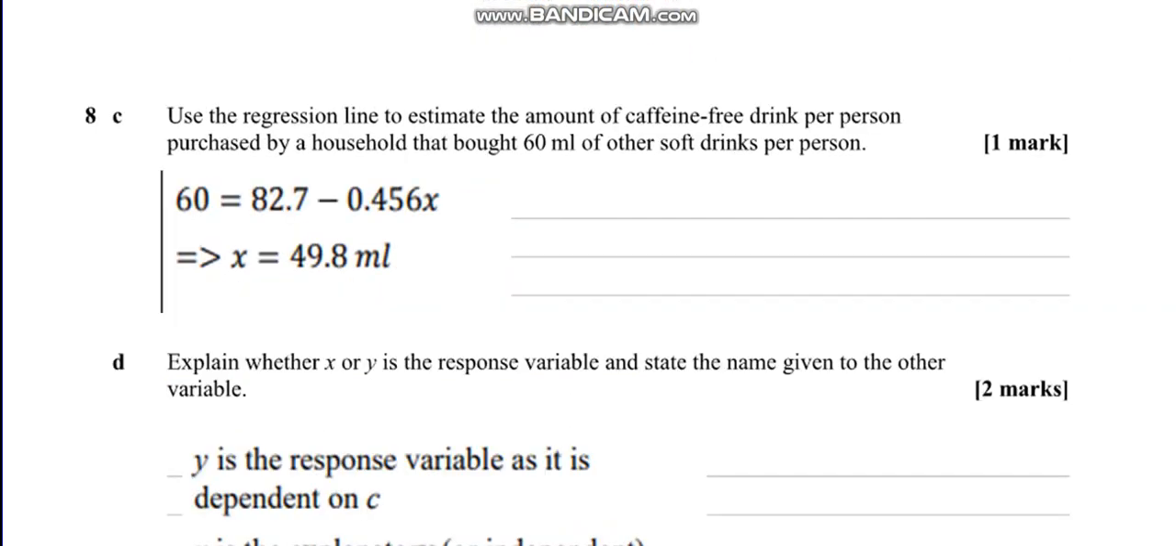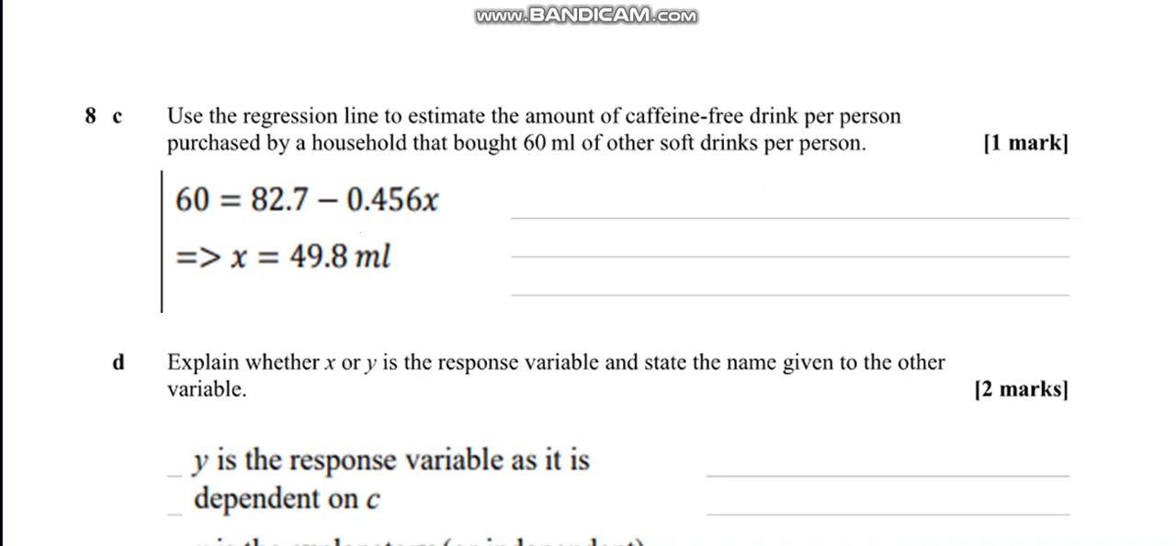Part C. So use the regression line to estimate the amount of caffeine-free drink per person. So you were given this regression line, 82.7 minus 0.56x. So you're just going to plug 60 into that, rearrange, you should come out with 49.8. You have to get that exact answer because it's only worth 1 mark.